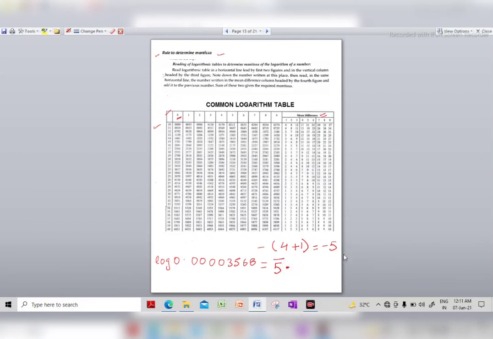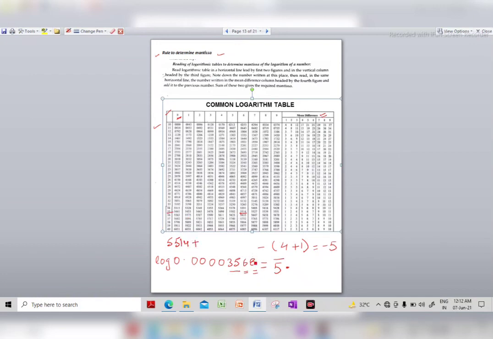And now let us check the mantissa part. The mantissa part is the same, you only need to check the value of 35 first in the column of 6 and after that in the column of mean difference 8. So let us check it out. In 35, this is the value we have. Let us move horizontally to the value of 6. I think this is the value for the 6, which is 5514. Now let us check the mean difference.